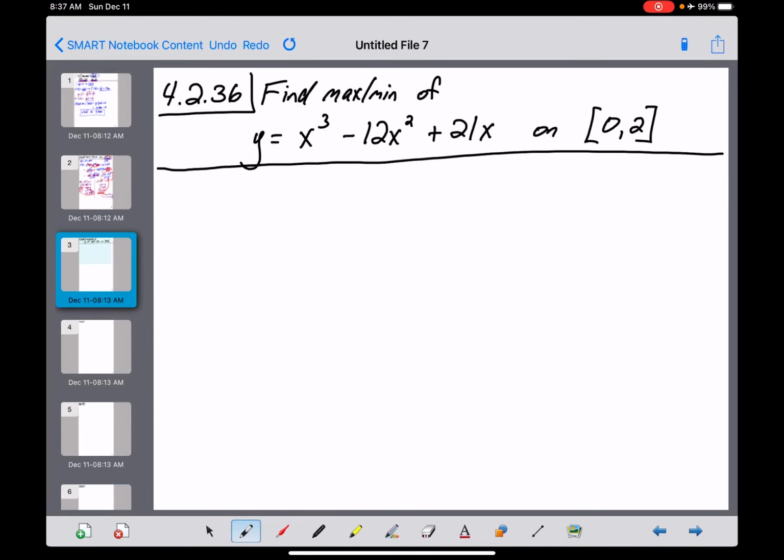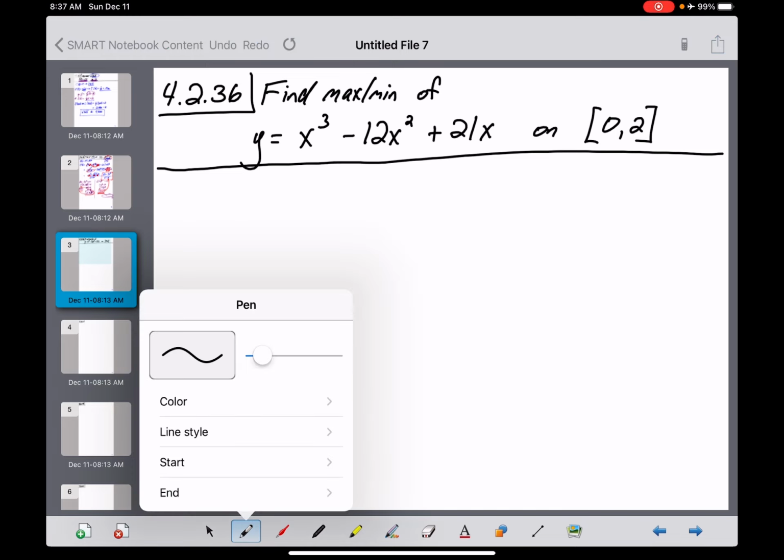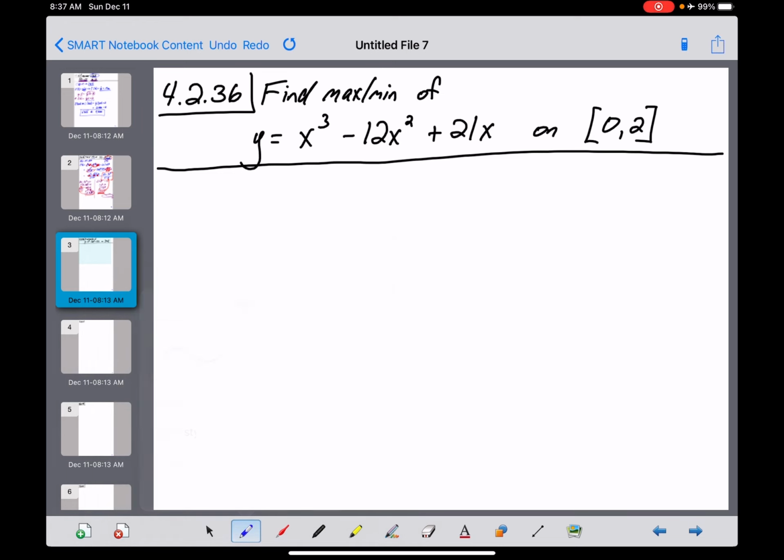Okay, problem 36 is asking us to find the minimum and the maximum value of this function right here on the interval from 0 to 2. There's a fundamental idea you need to know here, it's in your notes: an extreme value, like a max or a min, can only occur at two places, critical points and endpoints.